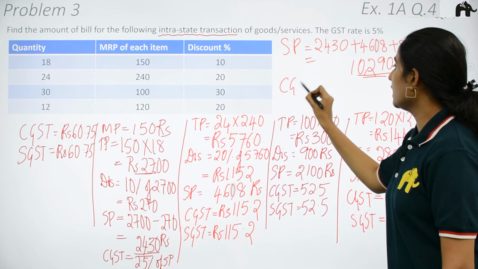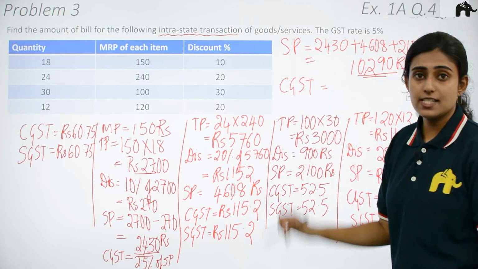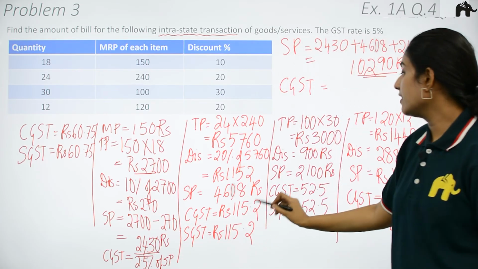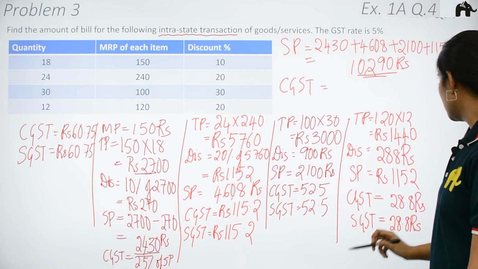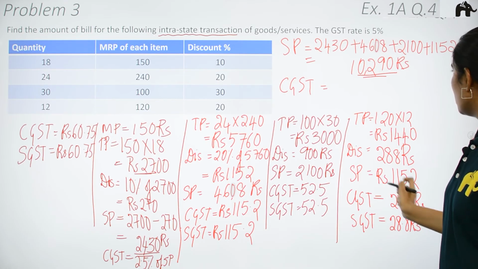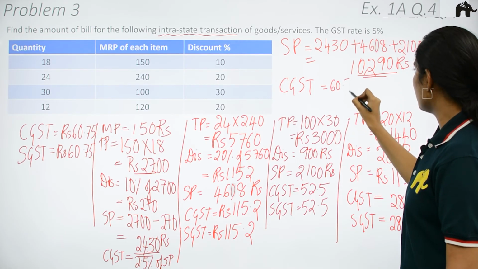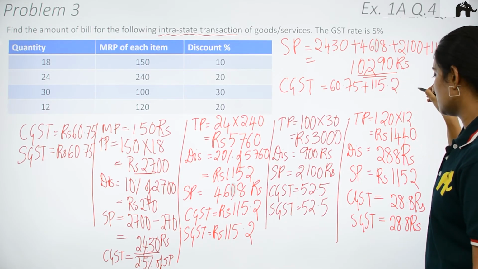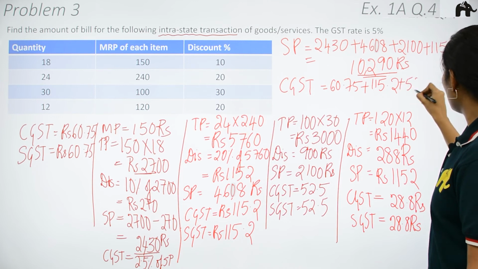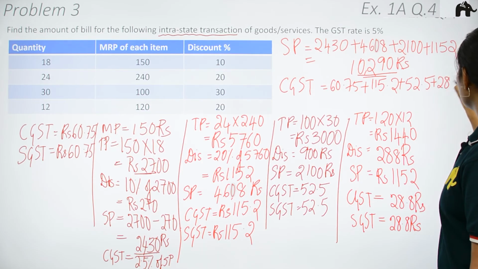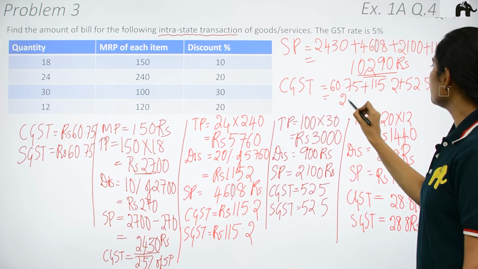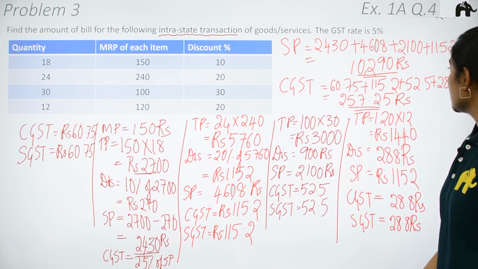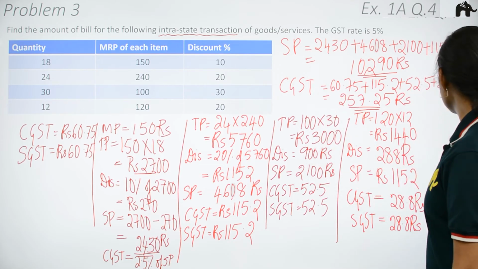Then you will have to calculate the total CGST. How do you calculate? Same as how you calculate the selling price. Add all the CGSTs. That is 60.75, then 115.2, 52.5 and 28.8. On adding 60.75 plus 115.2, 52.5 and 28.8. You'll be getting 257.25. This is the CGST. Clear?